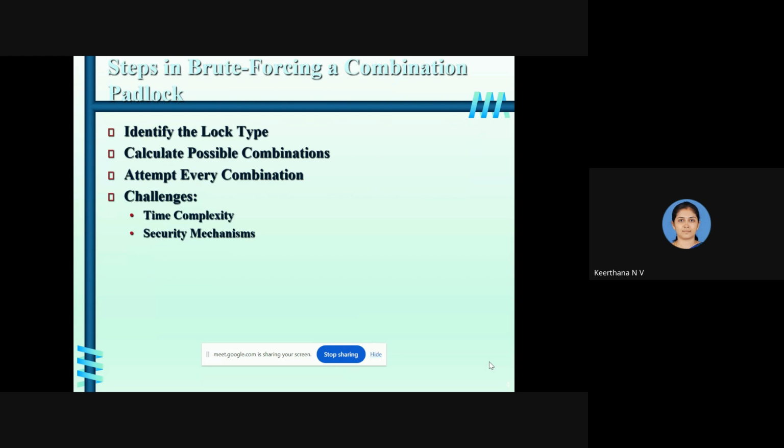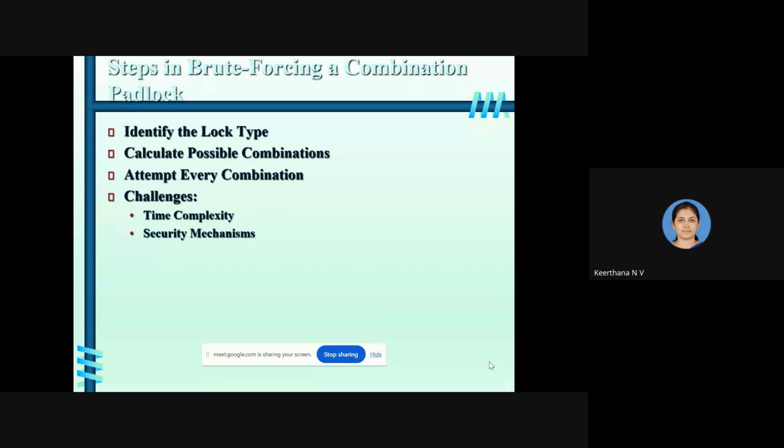Next, what are the steps in brute forcing a combination padlock? First thing, identify the lock type. What is the type of lock you have used?